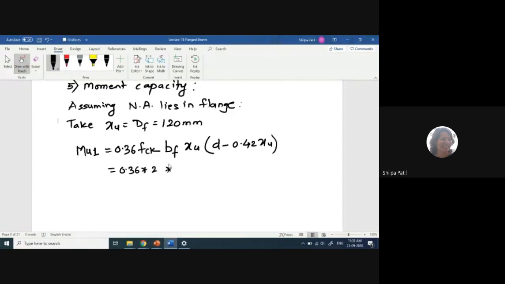Okay, this is 25. The bf value is 2020 mm into Xu is 120. Tell me now the effective depth. 450 mm. 450 minus 0.42 into 120. So Mu1, let us calculate this one.